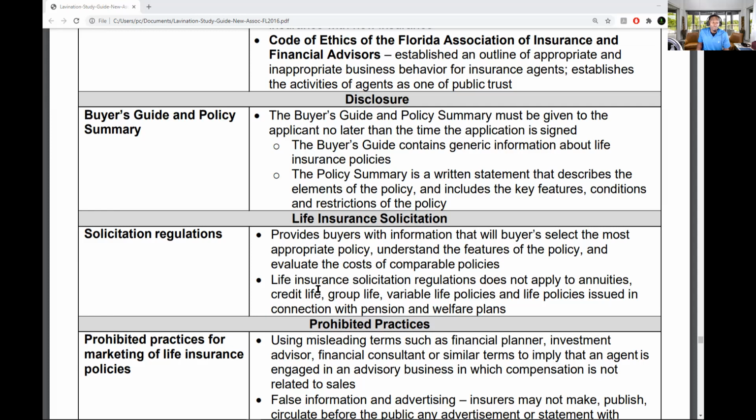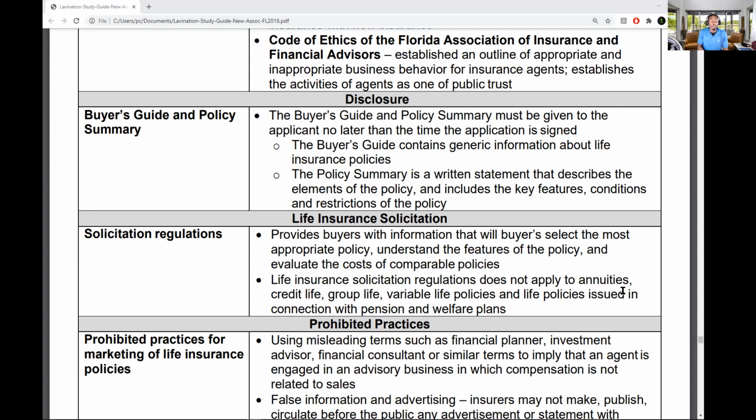All right. So the life insurance solicitation regulation does not apply to annuities. There are some types of products it does not apply to. So when it comes to annuities, it does not apply. Why does it not apply to annuities? Because annuities are not life insurance.